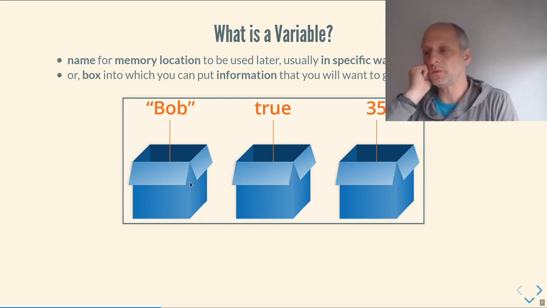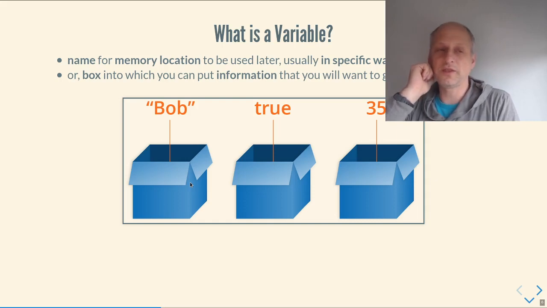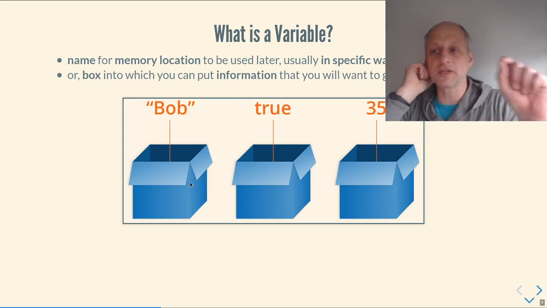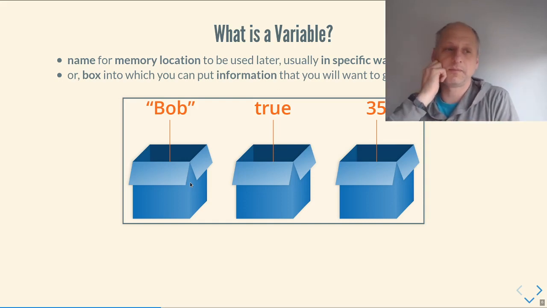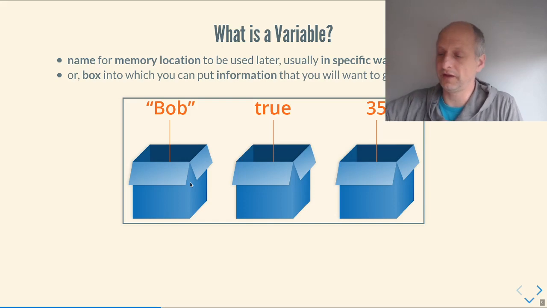So we see here three boxes, and in each box there is a value. These are different kinds of values. In one, there's what we call a string, a collection of characters strung together that make up the name Bob, and the other is the simple value, sometimes thought of as an on-off value in computer programming, the value true. And in the third, we have a number, 35.